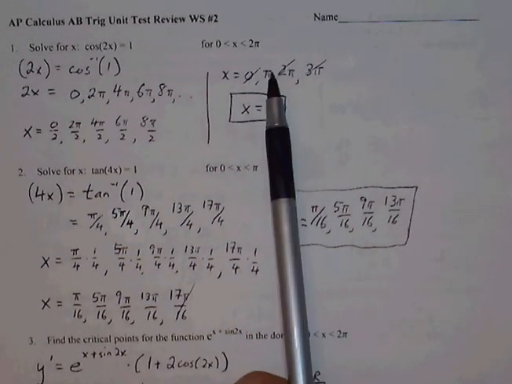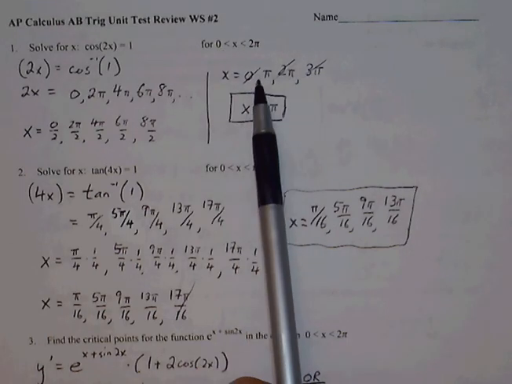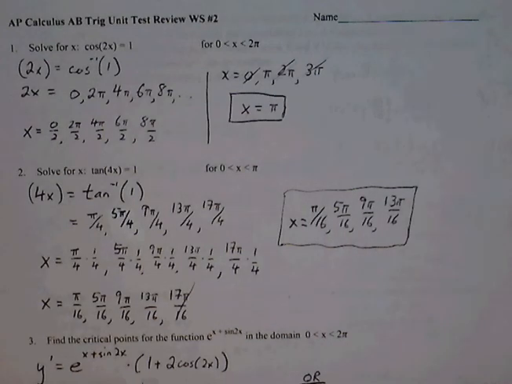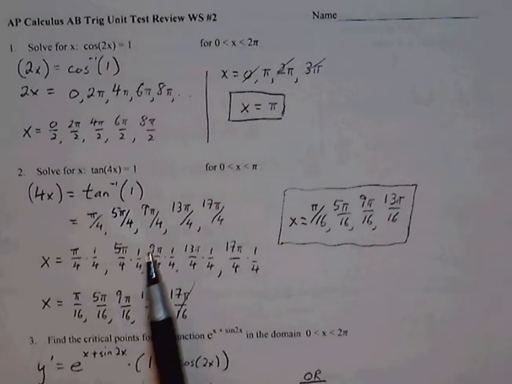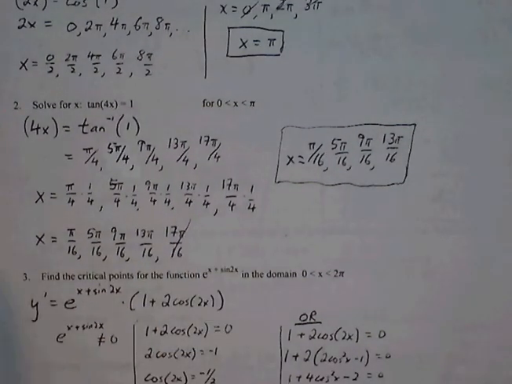From here, we're looking for a solution that's between 0 and 2 pi, and out of all of our choices, we can now narrow down to just pi. Okay, let's look at number 2. Solve for x, tangent of 4x equals 1.